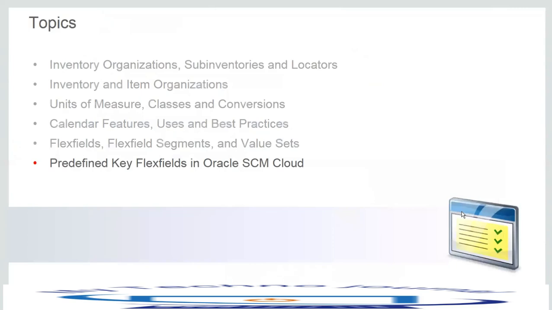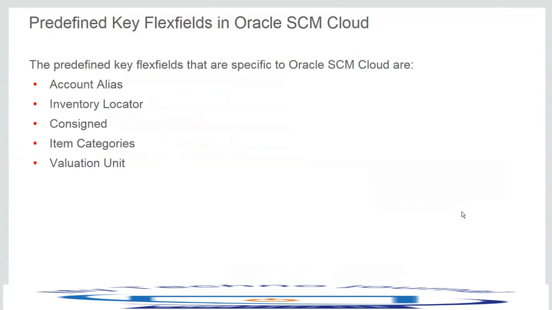So there are predefined key flex fields in Oracle SCM Cloud like account alias, inventory locator, consigned, item categories, valuation unit, etc. So these are the 5 predefined key flex fields of SCM Cloud. The account alias and inventory locator key flex fields support inventory management capabilities. The consigned and the valuation unit key flex fields can be used in cost accounting functions.